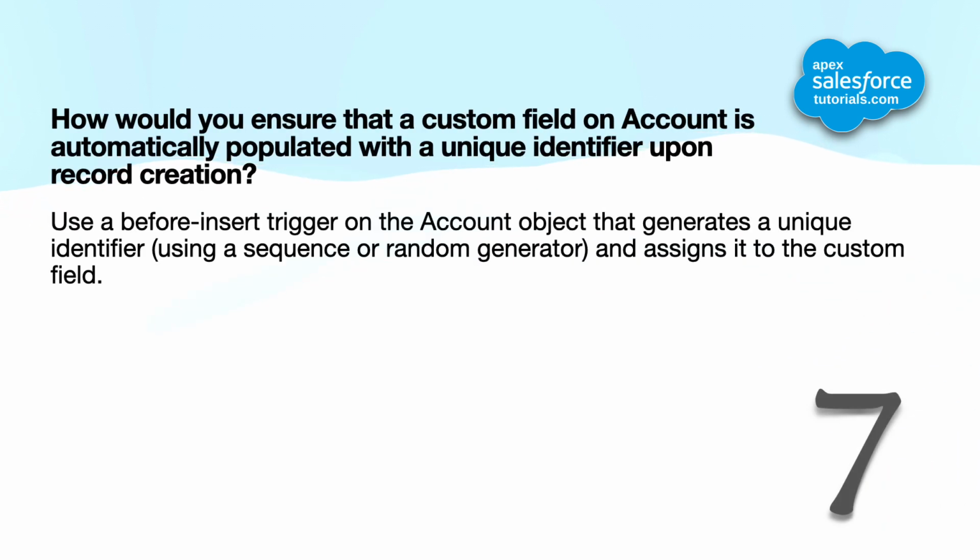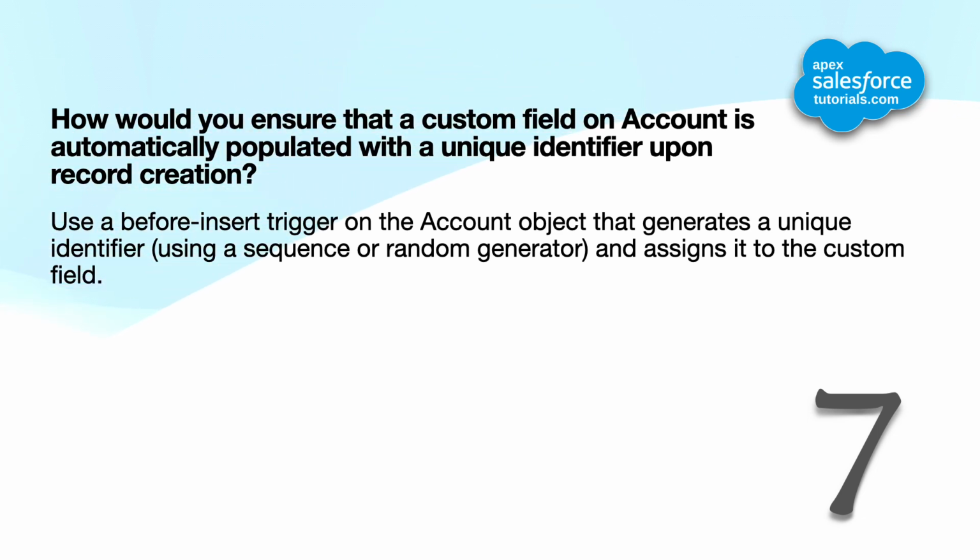Seventh question is, how would you ensure that a custom field on account is automatically populated with a unique identifier upon record creation? Answer. Use a before insert trigger on the account object that generates a unique identifier, using a sequence or random generator, and assigns it to the custom field.